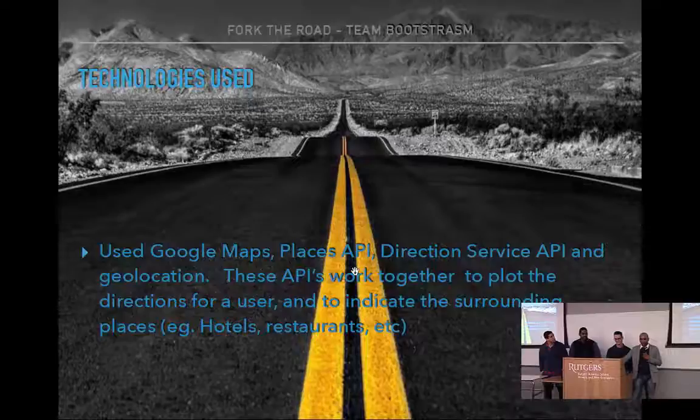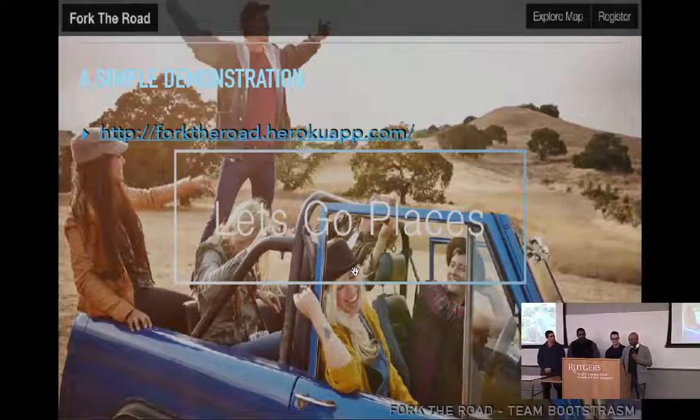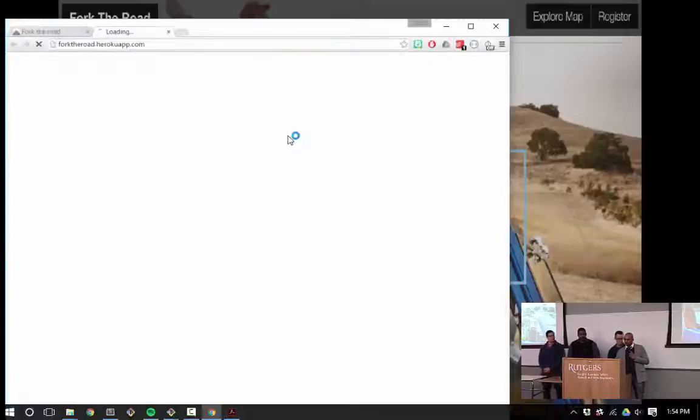As far as some of the technology we used, it was a lot of Google Maps, specifically the Maps API for rendering the map, and also Places for searching points of interest, and then we needed a Directions service to plot the route between origin and destination. Okay, so we'll go straight to the app and see how it works.